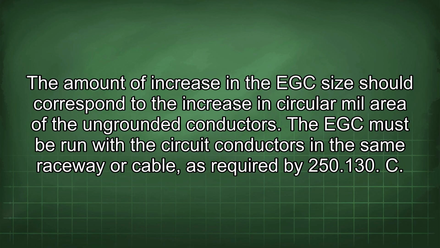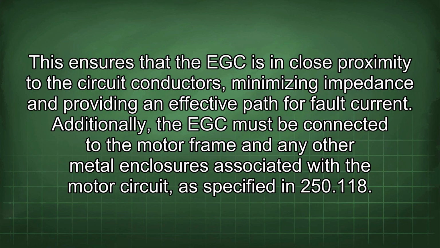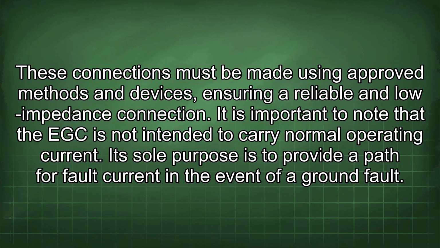The EGC must be run with the circuit conductors in the same raceway or cable, as required by 250.130. This ensures that the EGC is in close proximity to the circuit conductors, minimizing impedance and providing an effective path for fault current. Additionally, the EGC must be connected to the motor frame and any other metal enclosures associated with the motor circuit, as specified in 250.118. These connections must be made using approved methods and devices, ensuring a reliable and low impedance connection.